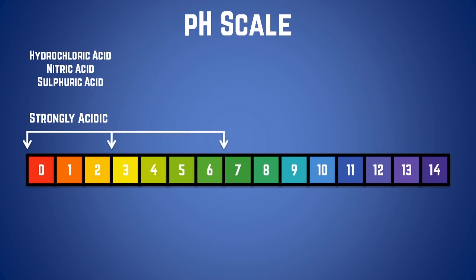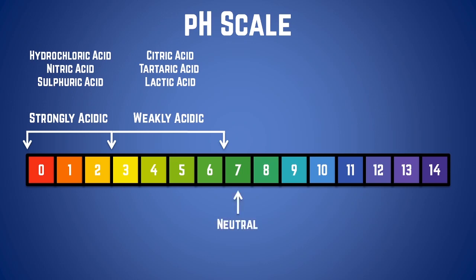Substances with a pH from 3 to 6 are weakly acidic. These include many organic acids like citric acid, tartaric acid and lactic acid. Substances with 7 as the pH are considered neutral. These substances are neither acidic nor basic. Examples of these are sodium chloride and potassium chloride.